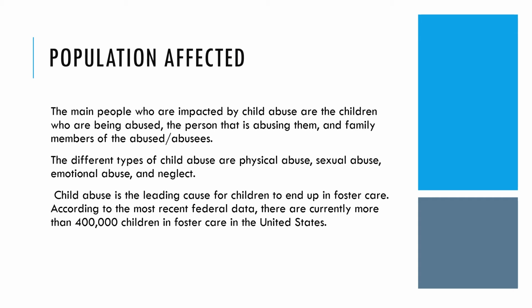Who is the population that is affected by child abuse? The main people who are impacted by child abuse would, of course, be the children who are being abused, the person that is abusing them, and family members of the abused. As stated before, the different types of child abuse are physical abuse, sexual abuse, emotional abuse, and neglect. Child abuse is the leading cause for children to end up in foster care.